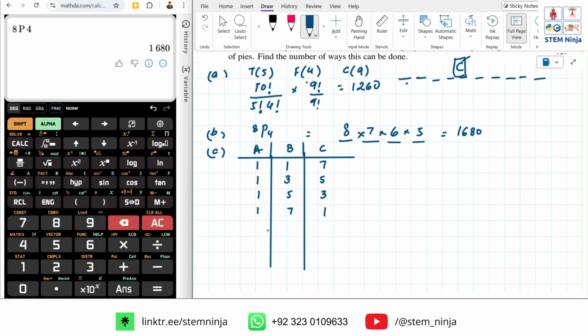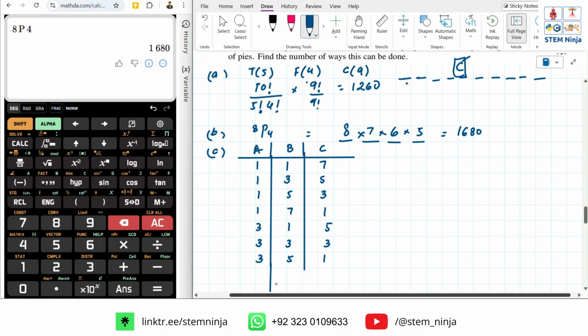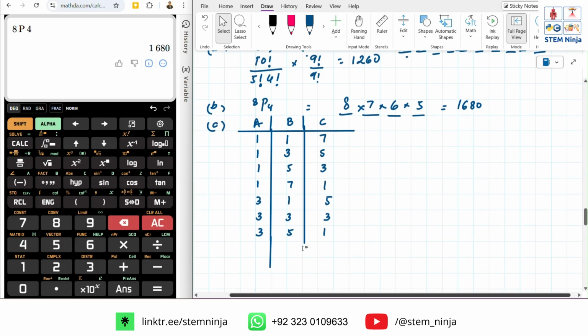Let's keep on going. Then we have 3. Then the possibilities are 3, 1, 5, 3, 3, 3, 3, 5, 1. Is there any possibility with 7? No. Okay. So 3, 5, 1. Then for when this becomes 5, we have 5, 1, 3, 5, 3, 1, and 7, 1, 1.